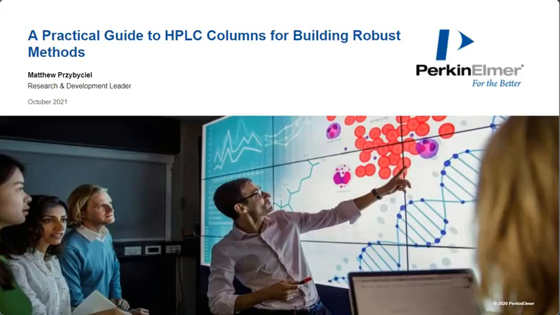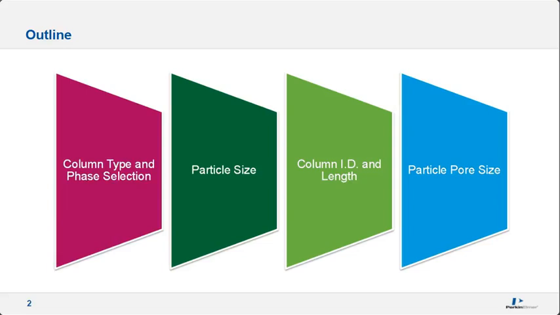Today, I would like to present a practical guide to HPLC columns for building robust methods. The outline of the presentation is as follows. First, we'll look at column type and phase selection. We'll then explore differences in particle sizes and how they affect chromatography. We're going to look then at column ID and length, and finally, the effect of particle pore size on the chromatographic separation.